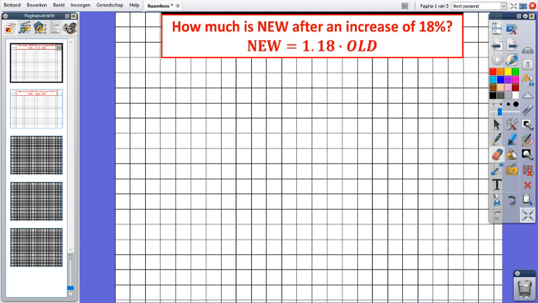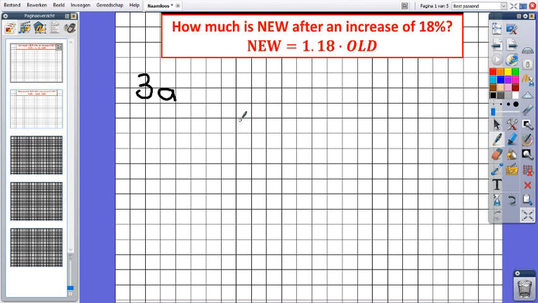Alright, good day everyone. In this video we're going to take a look at two examples about theory A and B of chapter 6.1. The first example I'm going to do is exercise 3, which is about calculating with percentage increases, and the second example is going to be example 10, which is all about percentage decreases. So let's first take a look at exercise 3, and it's quite a straightforward exercise.